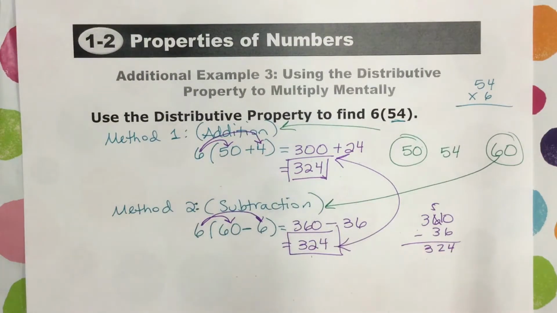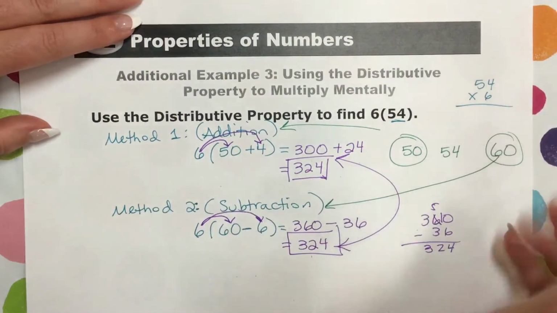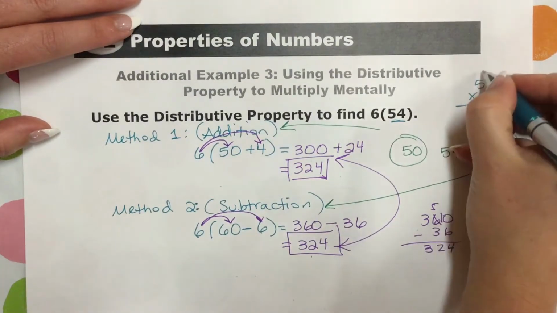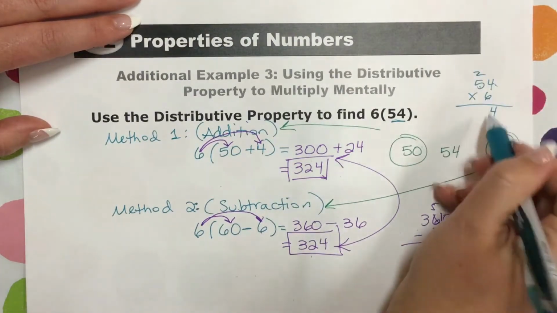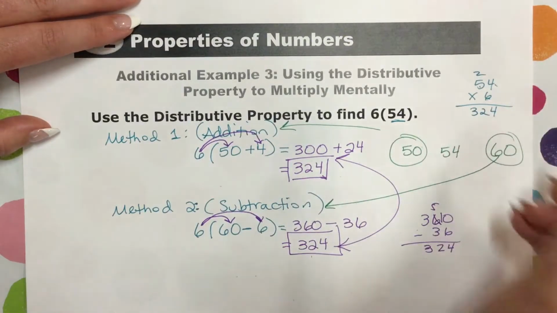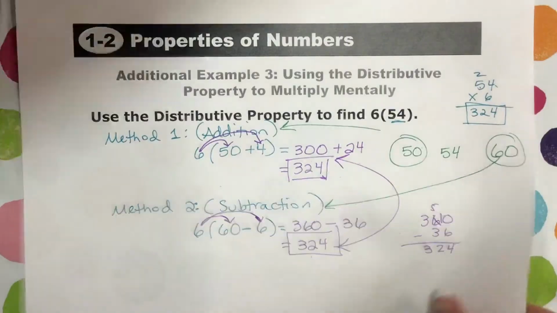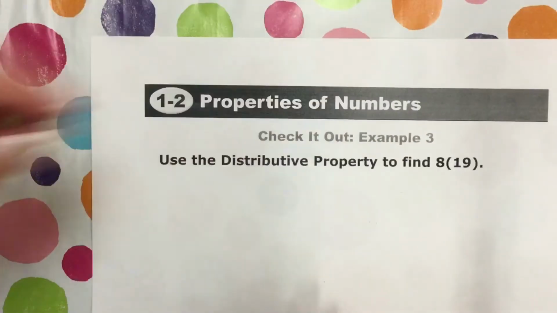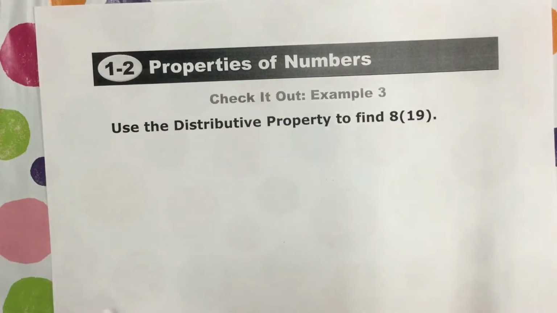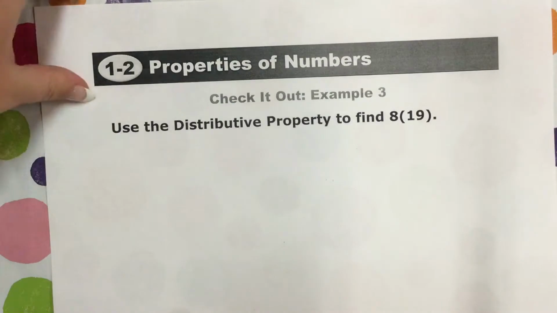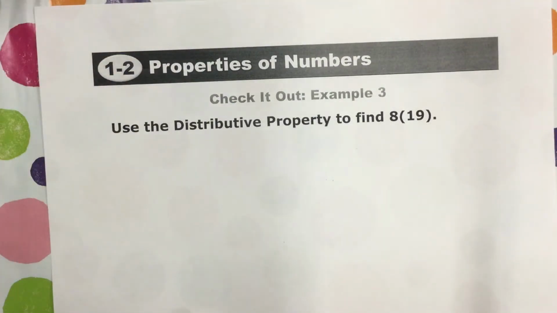Now, lastly, if we went ahead and did just the straight multiplication, let's see if we get the same answer. 6 times 4 is 24, carry the 2. 6 times 5 is 30 plus 2, which is 32. So you get the same thing, 324. Okay, perfect. Now this is your turn. I want you to go ahead and pause. Work this problem out, and then press play, and we will talk about it in just a second.